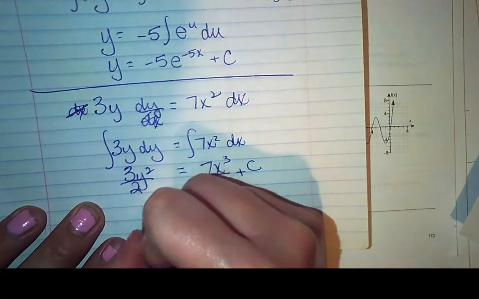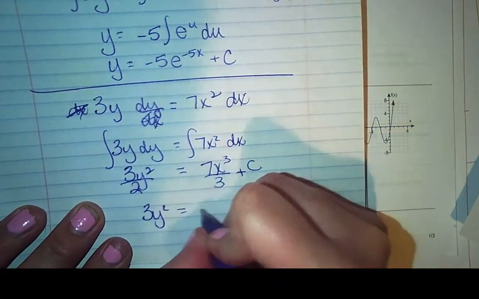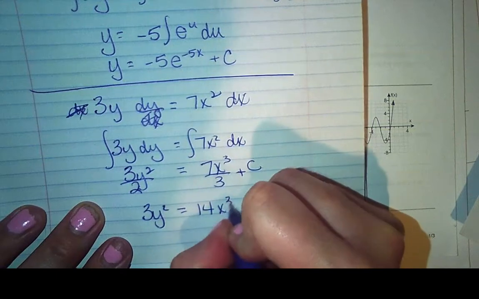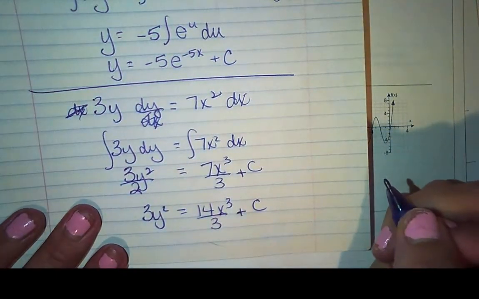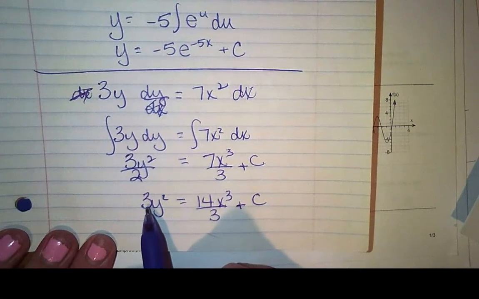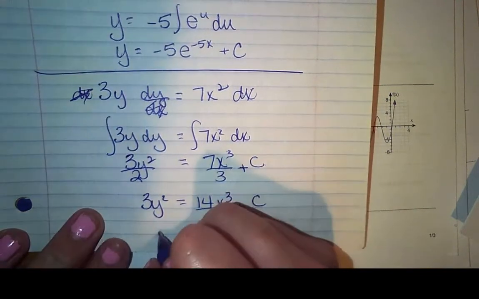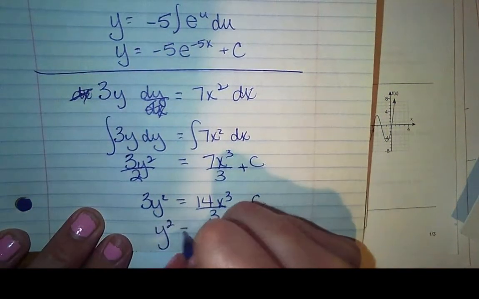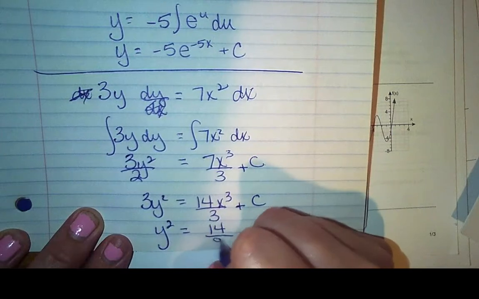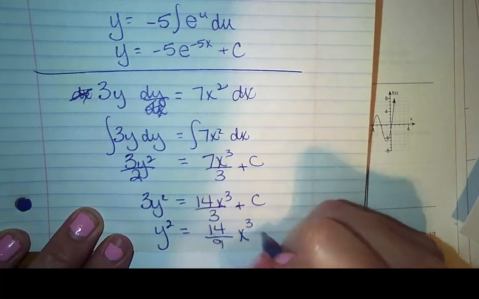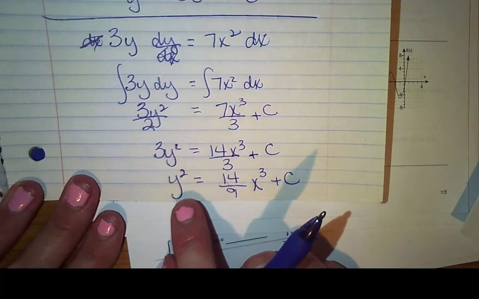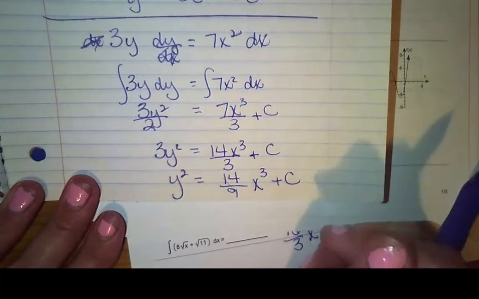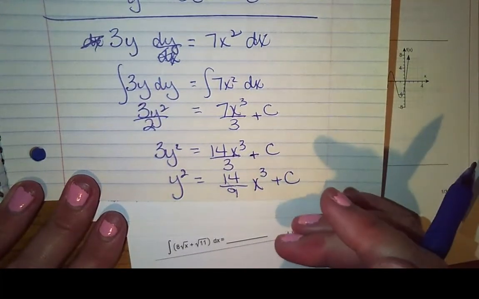So that gives me 3y squared equals 14x to the third over 3 plus c. Okay, and now what do I do? I need to divide both sides by 3. So if I divide both sides by 3, I get y squared equals 14/9 x to the third plus c. And we're going to leave this as a y squared because I would have to take square roots of both sides and do pluses and minuses and that kind of thing.